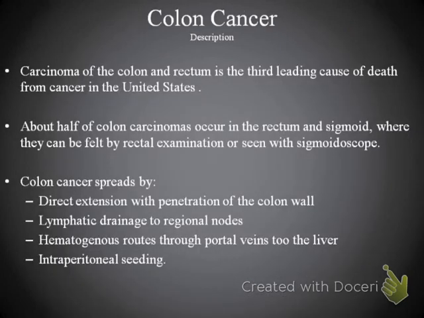So colon cancer. Carcinoma of the colon and rectum is the third leading cause of death from cancer in the United States. About half of colon carcinomas occur in the rectum and sigmoid, where they can be felt by rectal examination or seen with a sigmoidoscope. Colon cancer spreads by direct extension with penetration of the colon wall, lymphatic drainage to regional nodes, hematogenous routes through the portal veins to the liver, and intraperitoneal seeding. So there's a variety of ways that colon cancer can spread, and once colon cancer spreads, then it is anybody's guess what the prognosis could be for the patient.